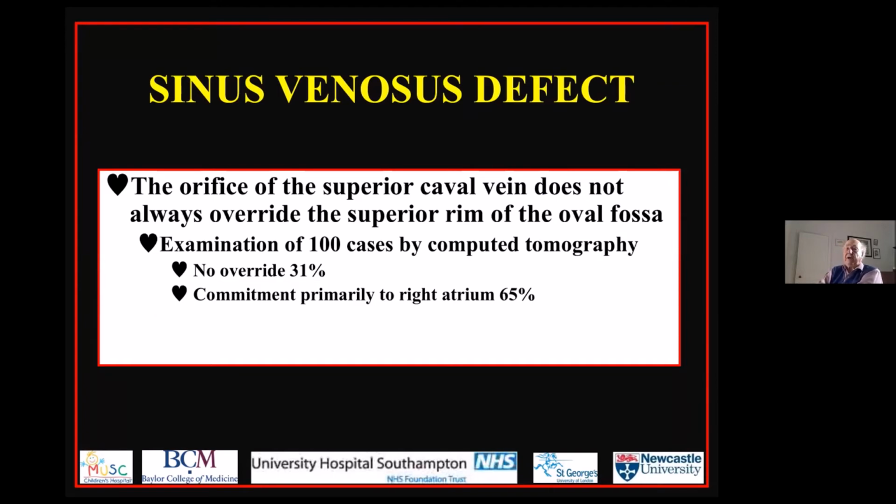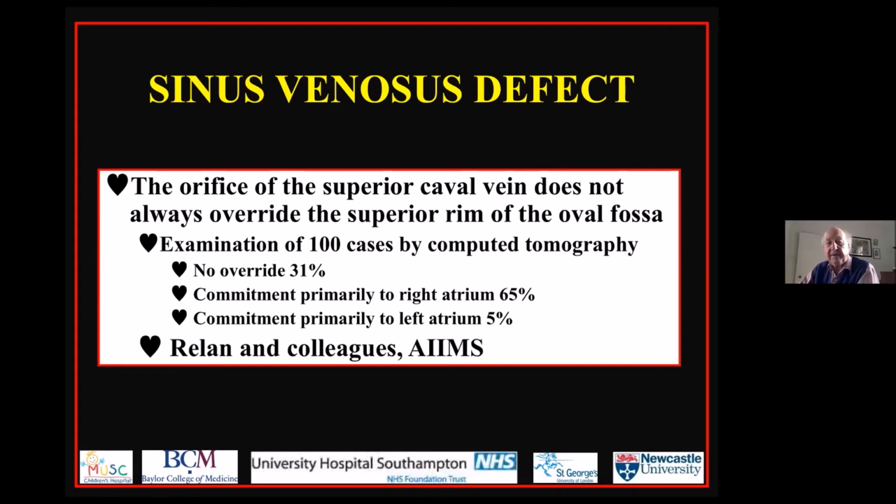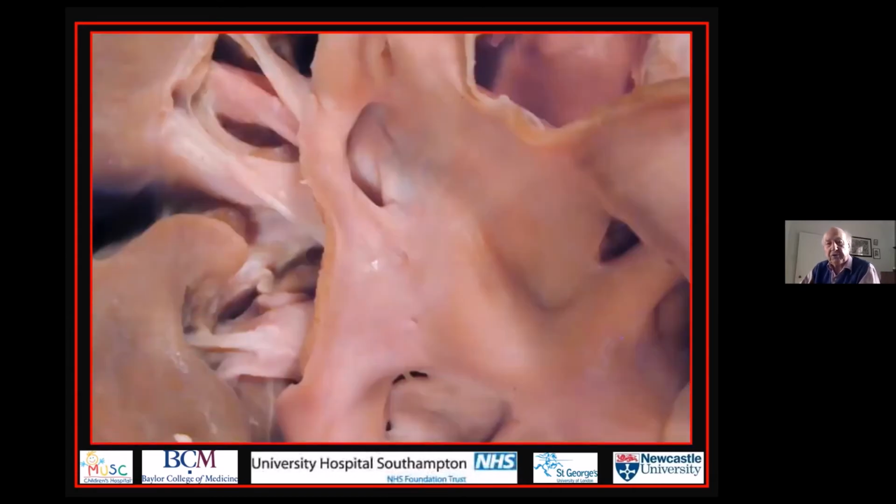There was no override, surprisingly, in 31%. Two-thirds, however, had what you expect, primary connection of the superior caval vein to the right atrium, but in one-twentieth, the override was such that the superior caval vein effectively was connected into the left atrium. And this is work that I've been doing with my very good friends and colleagues at the All India Institute of Medical Sciences in New Delhi, and it's been coordinated by Saurabh Gupta. And we hope to have this published very shortly.